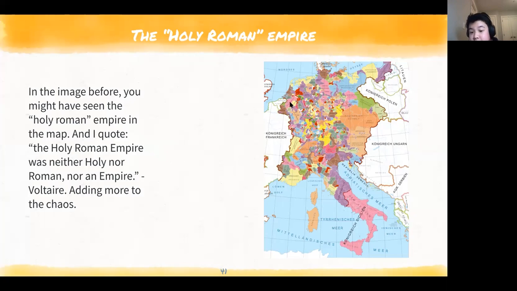From the map to the right, we are able to see that the Holy Roman Empire is just a bunch of small countries together. And in these small countries, they were not happy that they were part of this empire. It is sort of like if America was to say, "Oh, I'm America and Mexico and Canada is now mine." Technically, they are not his. Canada and Mexico are different countries.